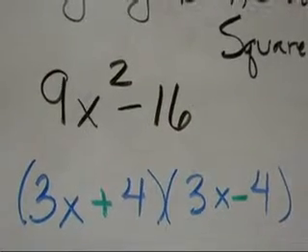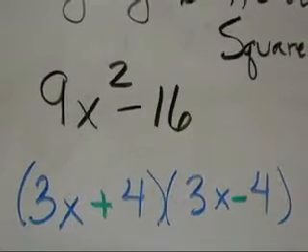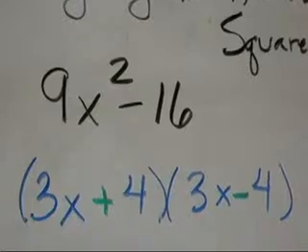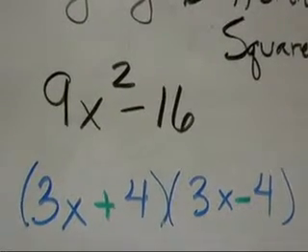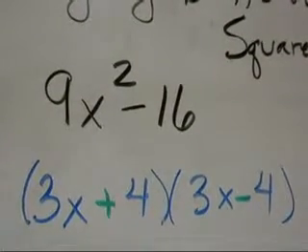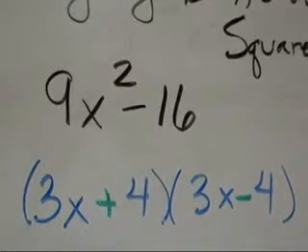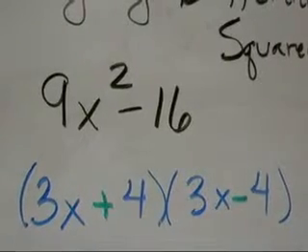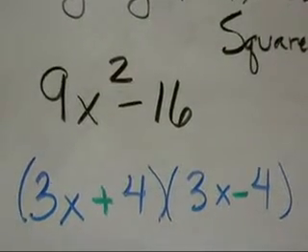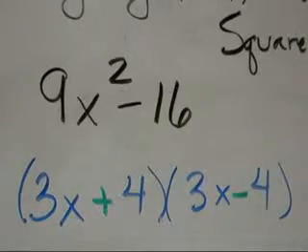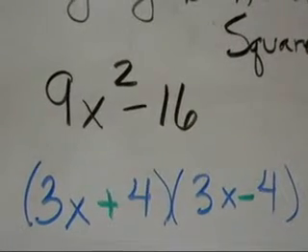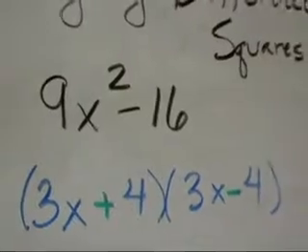Check it through your mnemonic of FOIL. 3x times 3x is 9x squared. 3x times negative 4 is a negative 12x. 4 times positive 3x is positive 12x, and a negative 12x and a positive 12x just cancel out. Positive 4 multiplied by negative 4 is negative 16. It checks. Let's try another one.